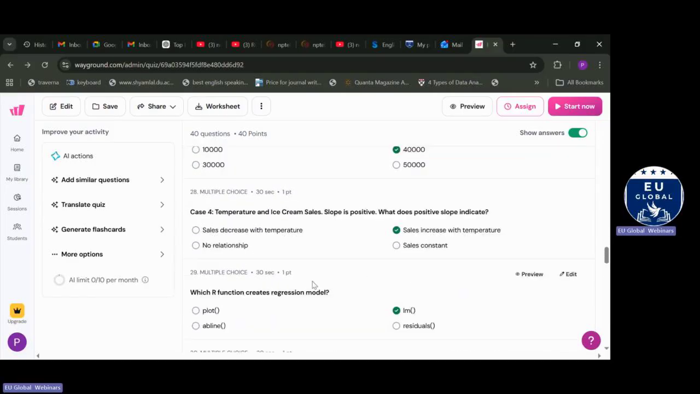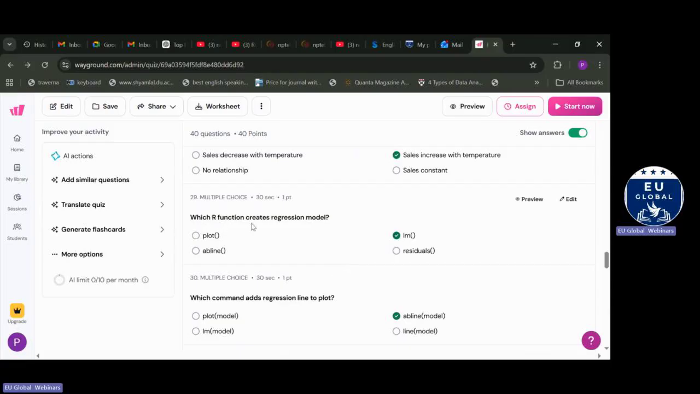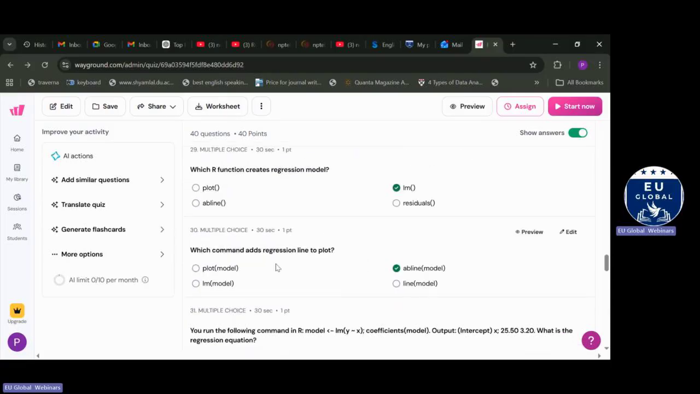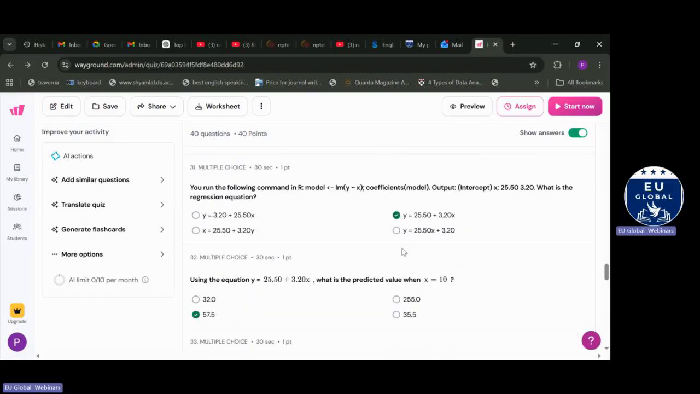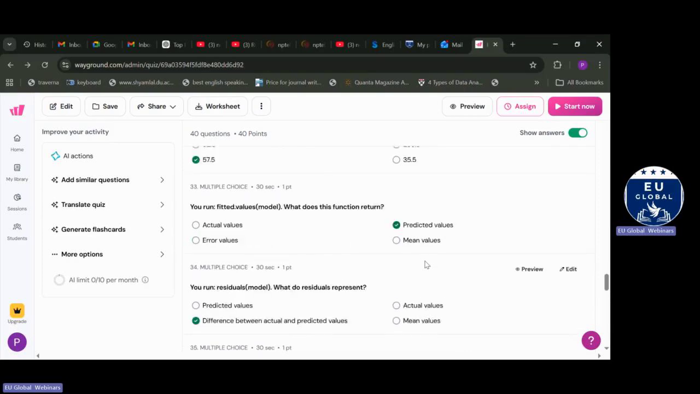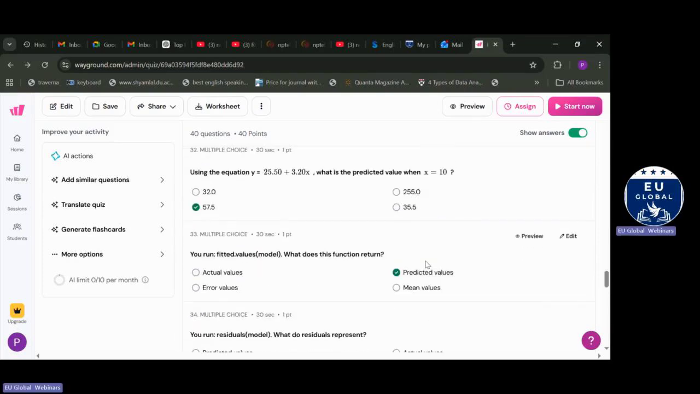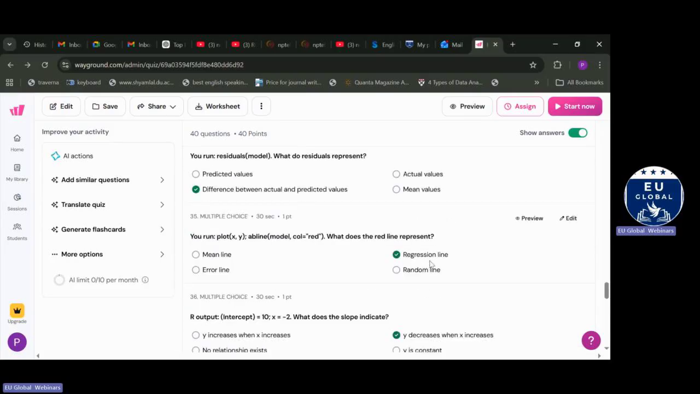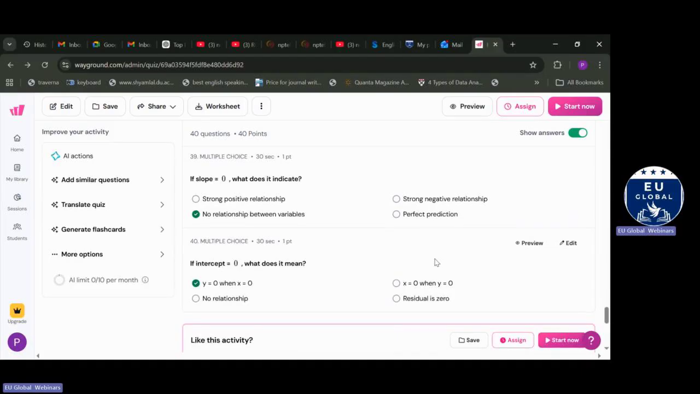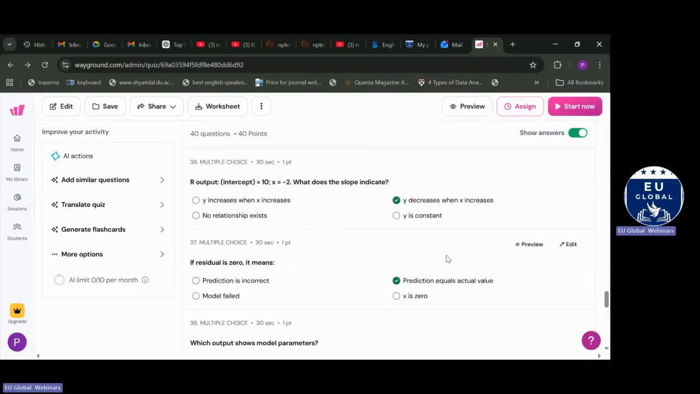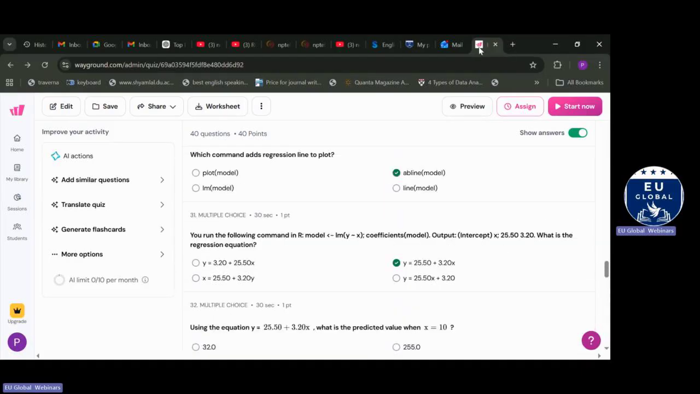So this is the same question that we have. Our function for the regression model, we've already done. Regression line, we've already done. And these are all the questions that you can easily do. They are very simple to understand, and they are all based upon whatever we have done in this particular session.